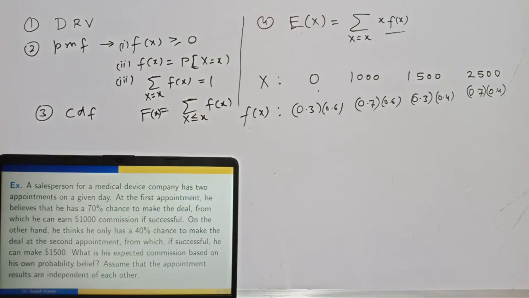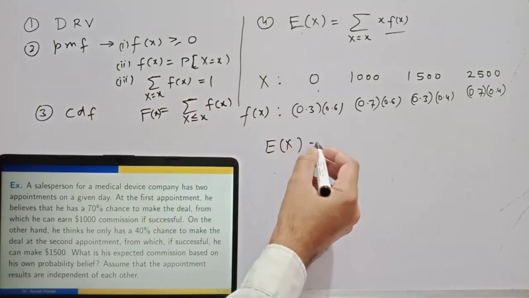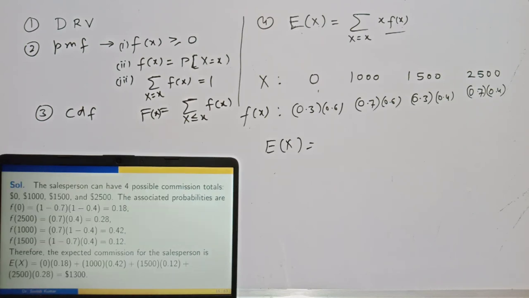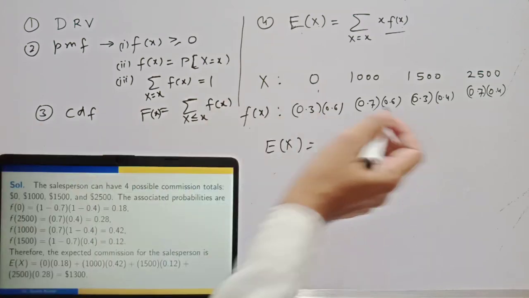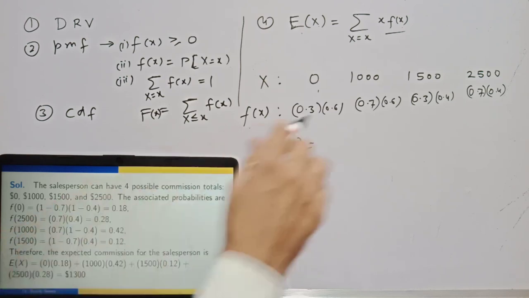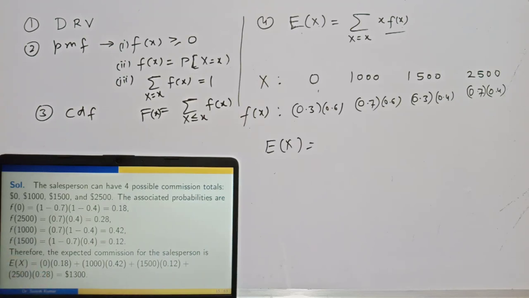So you have written the probability distribution of X. You can easily calculate EX now. Just multiply these values of X with the corresponding FX values and see what you get. What do you get? In your calculations, you should get $1,300. Check the calculations that are written. Corresponding to 0, it is 0.18. Corresponding to 2,500, it is 0.28. 1,000, 0.42, 1,500, 0.12. So it's correct.